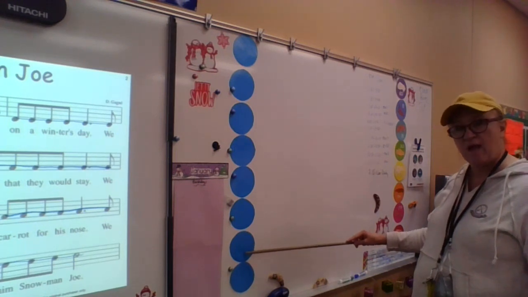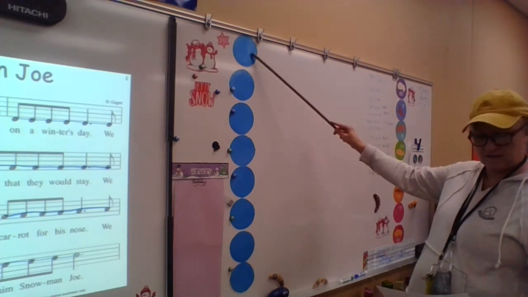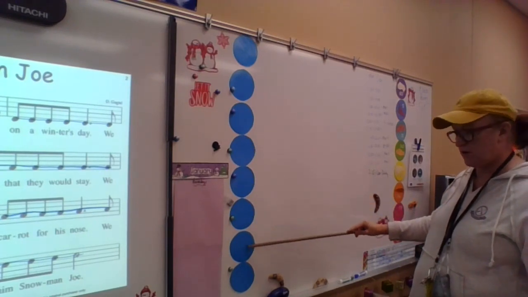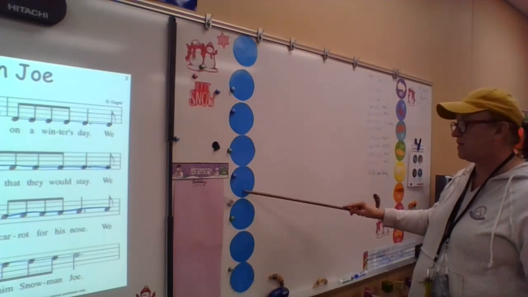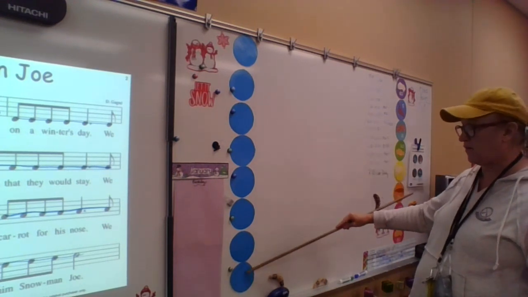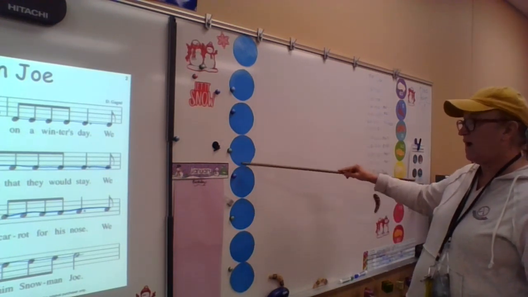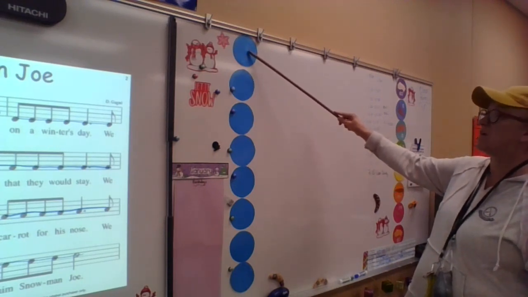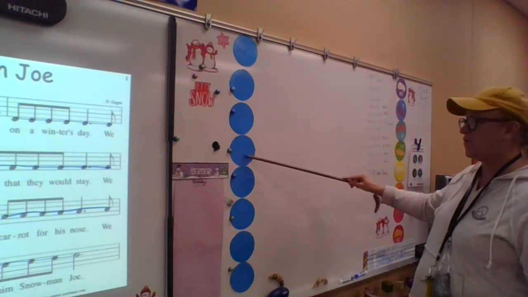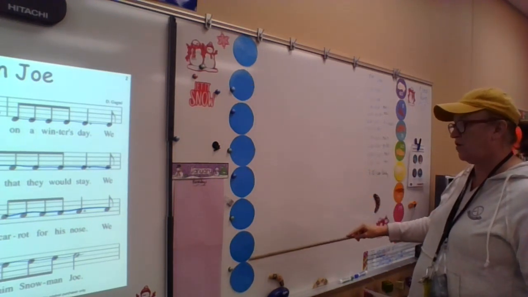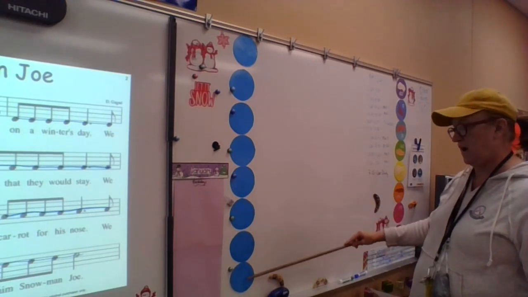Then we stay on this note at the very end of the song, it goes like this. When the sun comes out, our snowman melts away. So at this time, the beginning of the song, we gradually get a little bit higher, higher and higher and higher. At the end, the last line of the song, we start at the top and we go down and it moves faster. When the sun comes out, our snowman melts away.